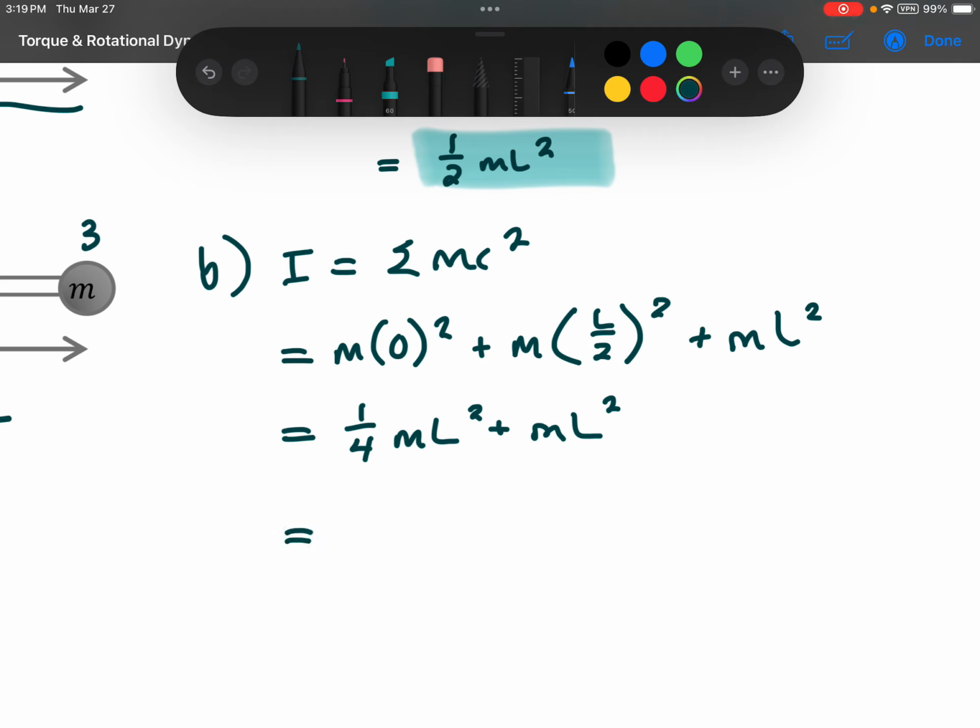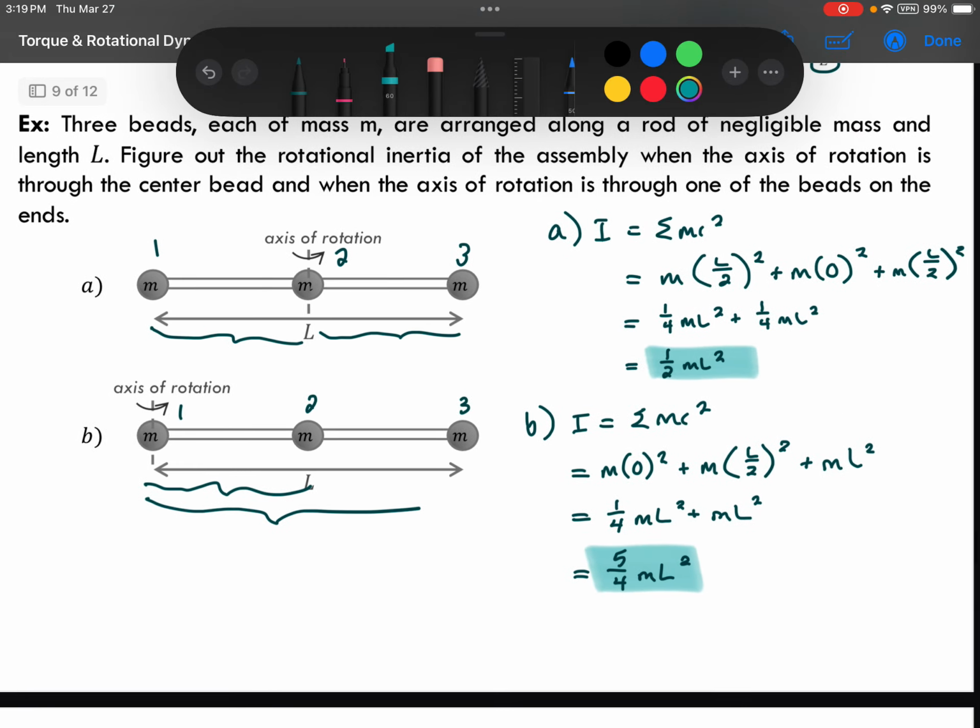It's 5/4 mL squared. And so now we can see, even if we have the same distribution of point masses, where that axis of rotation is does affect the rotational inertia.